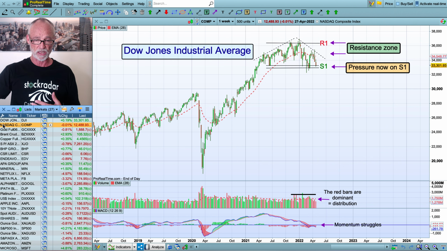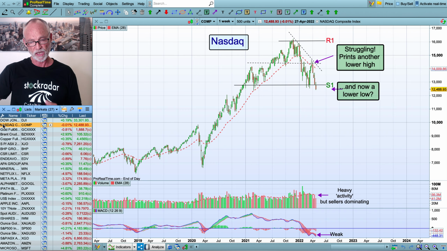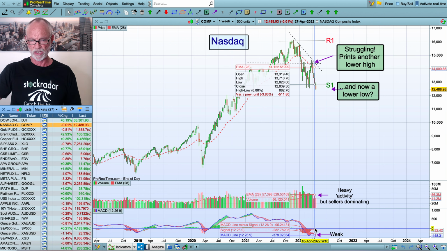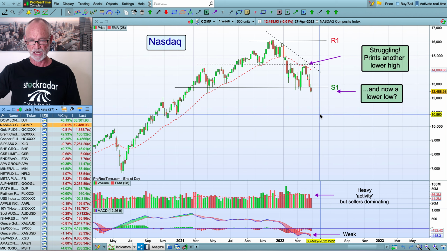And if we look at the Nasdaq composite, it's similar, looking even worse, and it's actually starting to move down below this S1 area, which is quite a worry. We've had this lower high, now we're going to have a lower low. We've got a bit of volume appearing here, the momentum's very weak. So really the pressure is still on the downside, and now we have, as we say here, a new lower low for the Nasdaq.